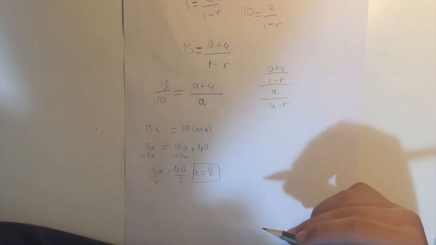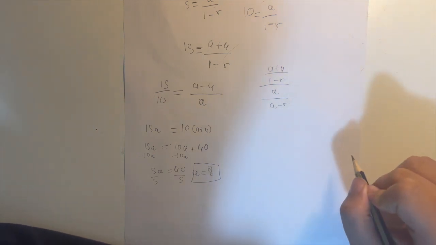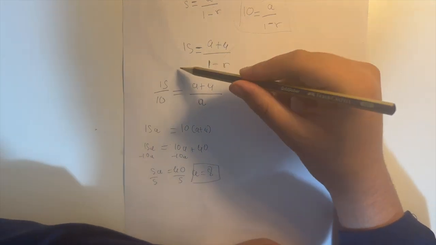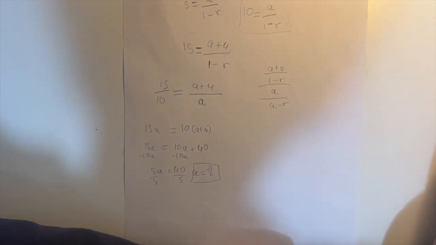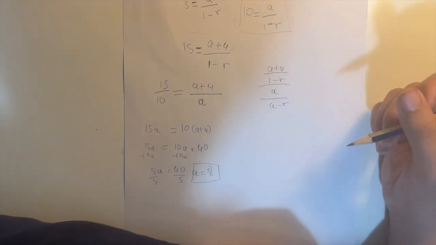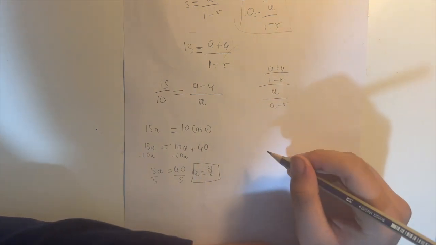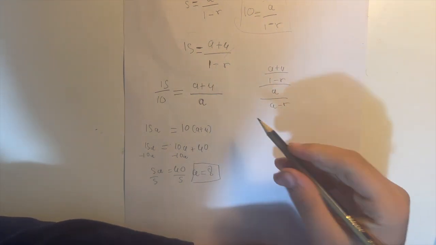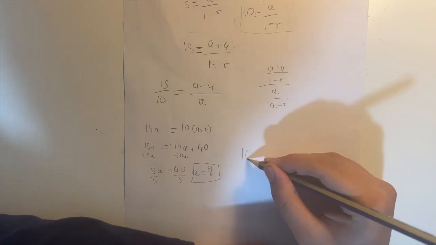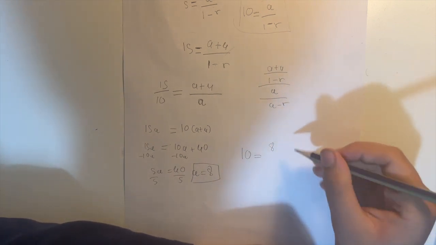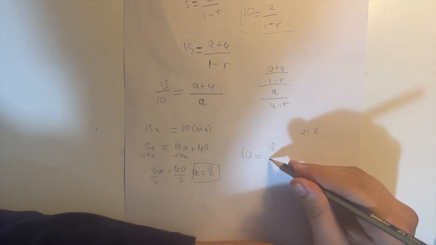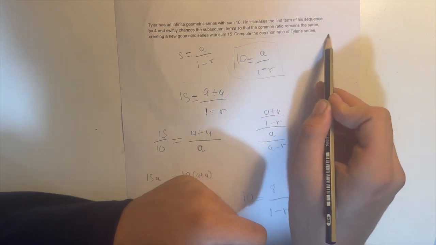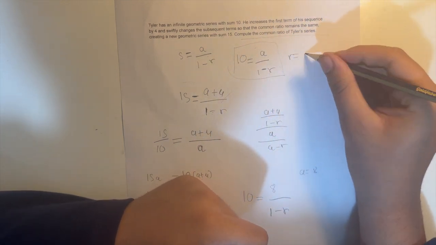So we're going to plug that back into the original equation for the infinite geometric series. Remember, this right here is the original equation. We could also plug it into this one over here. You'd get the same answer. I'm going to do this one since it's simpler, since we're dealing with fewer variables. So A is equal to 8. So 10 is equal to 8 over 1 minus R. Remember, this problem is asking us to compute the common ratio. The common ratio is R.